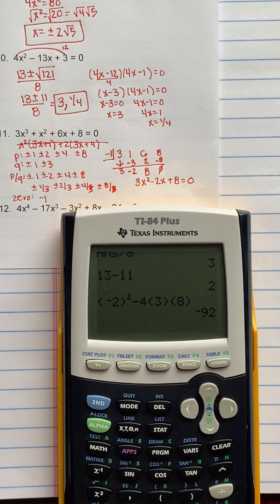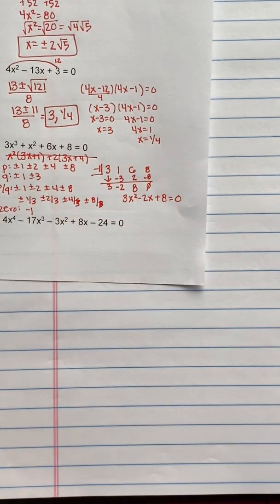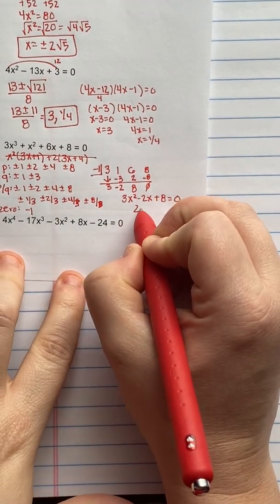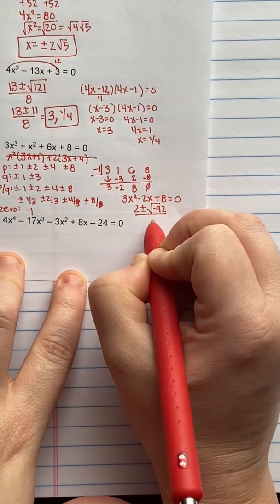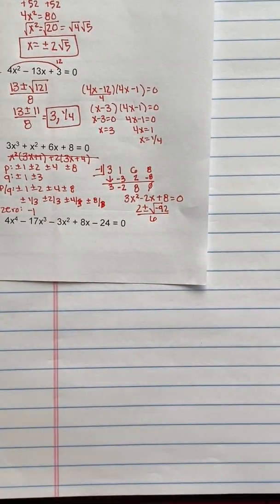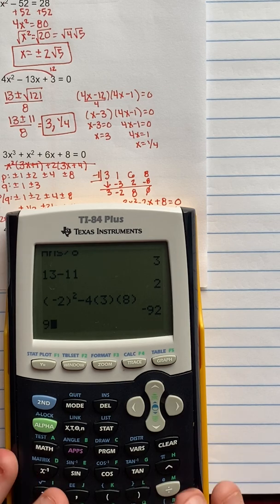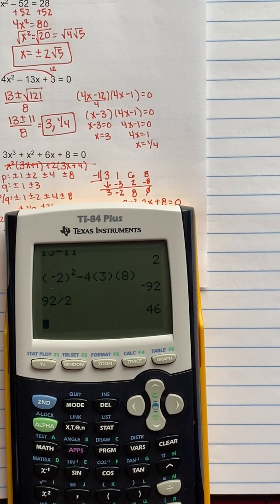Now, -92 is a negative number, which tells me I'm going to get imaginary, and I'm going to see if I can break 92 down to get my solution. All right, so -b, 2, plus or minus the square root of -92 all over 2 times a, 2 times 3 gives me 6. All right, 92 ends in an even number, so I'm going to take 92 divided by 2. That's going to give me 46.